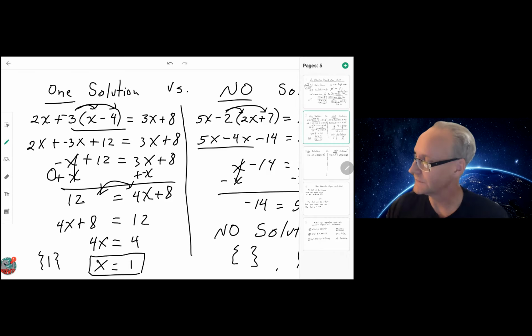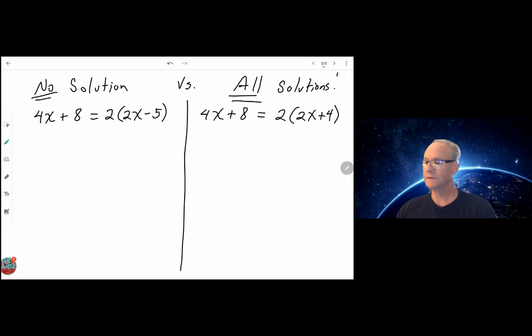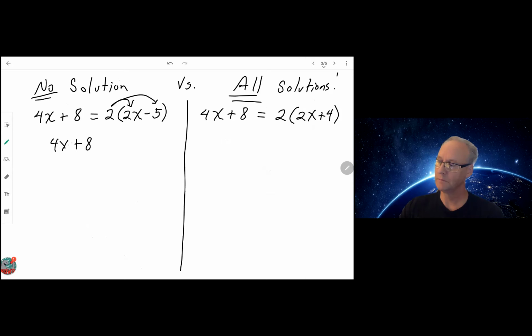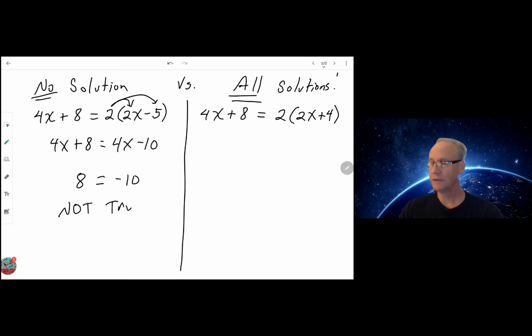Now let's look at another example. Now in this one, I'm going to have no solution on the left. I'm going to distribute the 2 to both parts, and I end up with 4x plus 8 is equal to 4x minus 10. And subtract the 4x from both sides, and you get 8 equals -10, which is never true. It will never be true. So it is no solution. There is no way I can choose an x that will make this true.